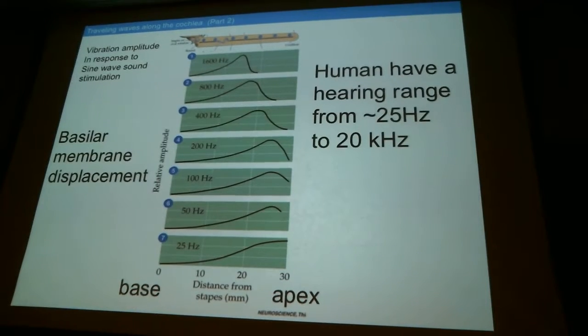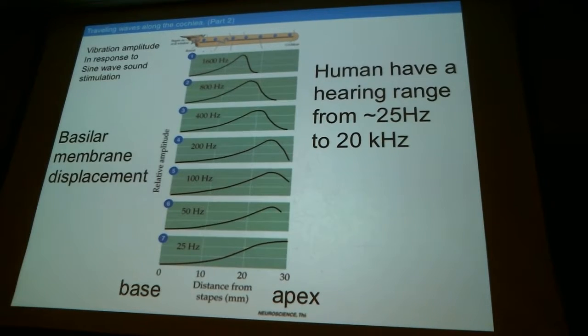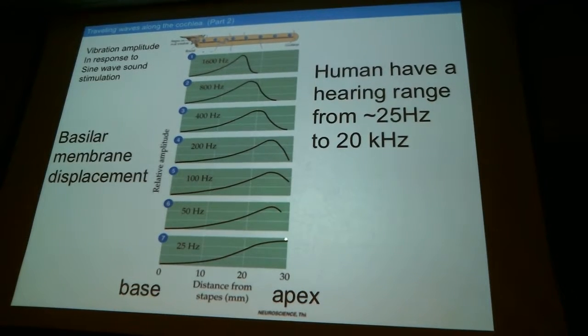Okay, so what does this look like? If you apply a vibration of, say, 25 hertz, and you look at the displacement of the basilar membrane, that's in the y-axis here, versus distance from the stapes. So 0 is next to the stapes, that's the base. 30 is the apex. You'll see that the greatest displacement is at the apex.